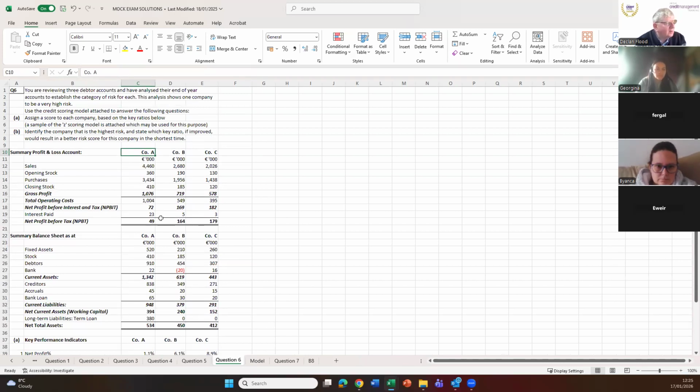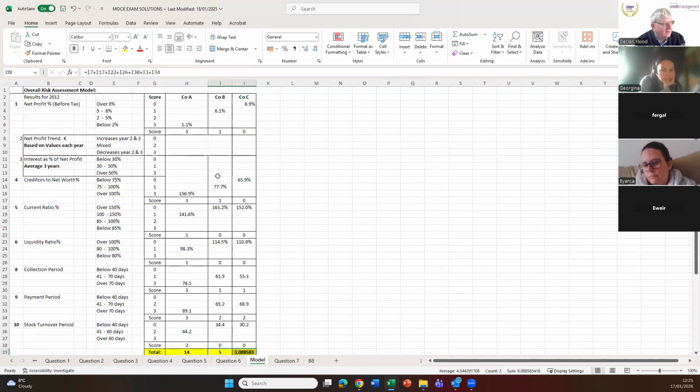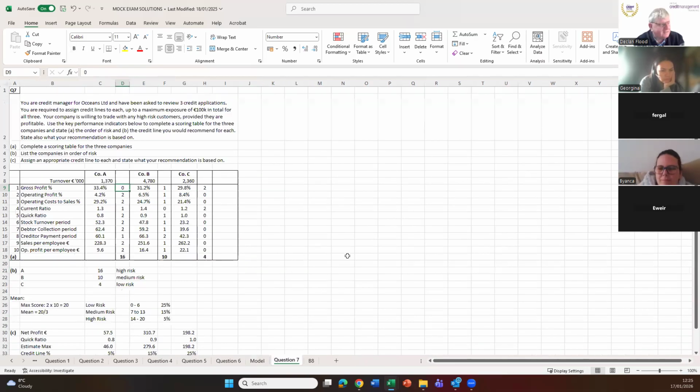Question 6 is going to be on Z scores. Yeah, so the Z scores, the model where you put in 1, 2, or 3 or whatever. That's a bit messy, I think. Question 7 is the scoring grid.